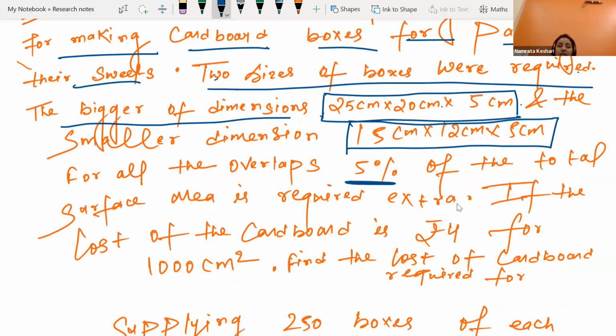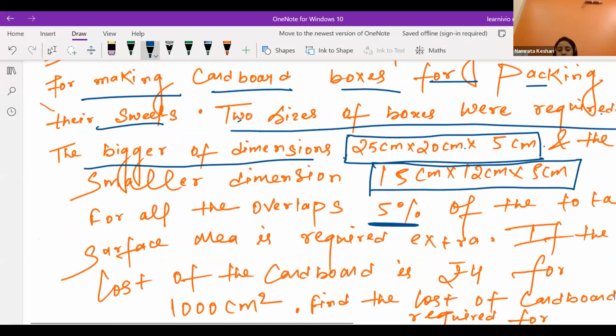Surface area, again I'm saying, means area of the surface. If I show you this pen holder, you can see it's cylindrical in shape. Surface area means this surface, which I can touch. This one also, this one also. So surface area means area of the surfaces. When we are talking about the surface area of the sweet box, we'll only be talking about the area of all the surfaces which we can touch.